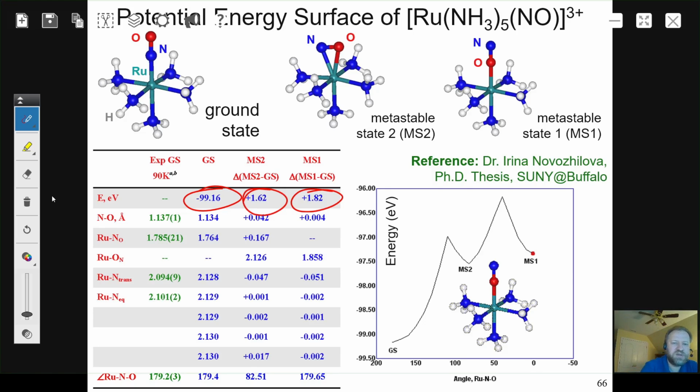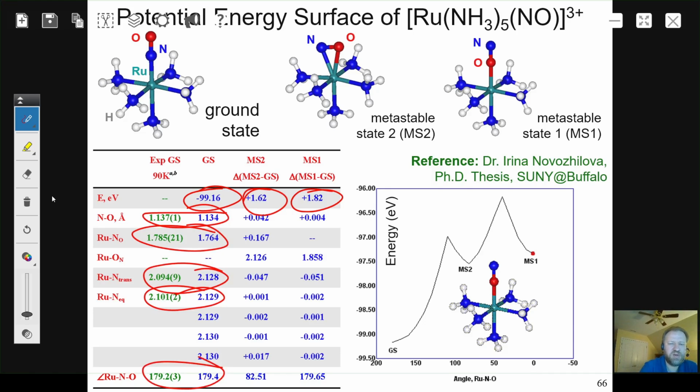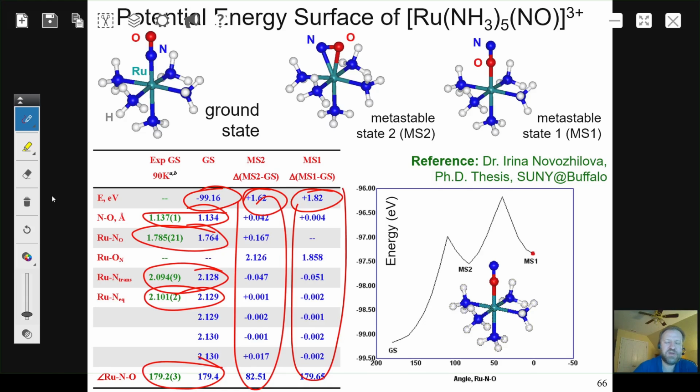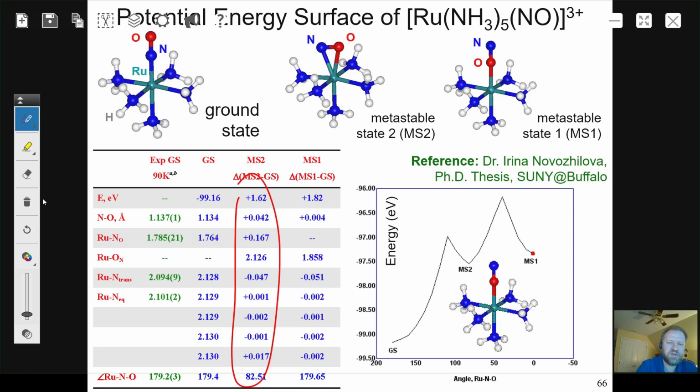And you can see that there's a very good agreement between the geometrical parameters that were determined theoretically as compared to experimental values. But then once they were satisfied with the level of theory that they chose to describe this compound, they were able to predict and investigate the geometries in the two metastable states.